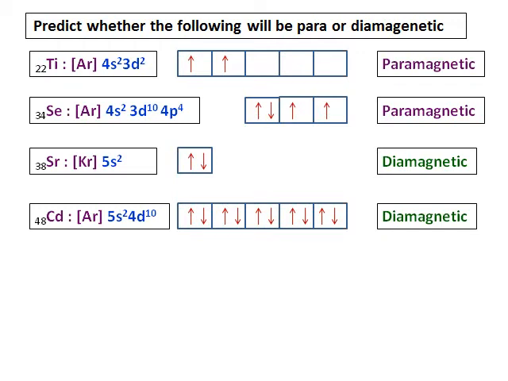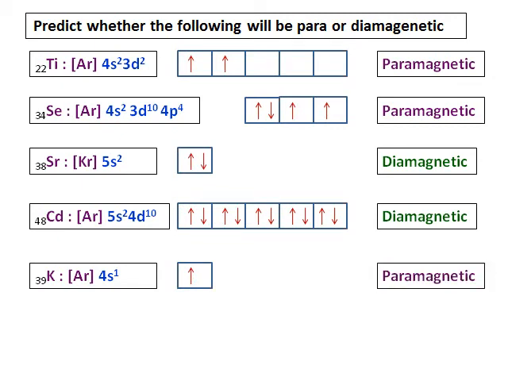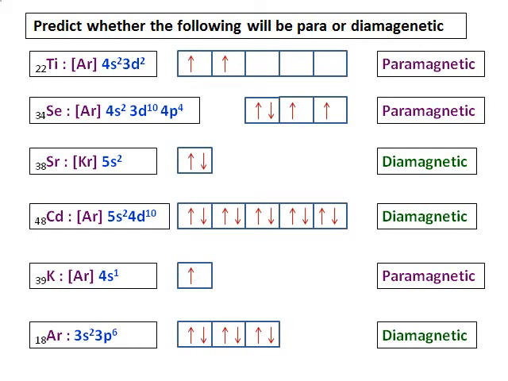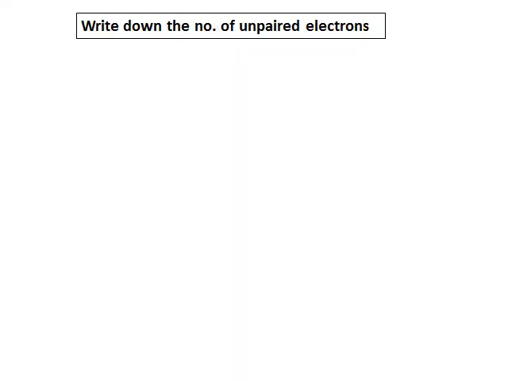Another example given is potassium. Potassium has just 1 electron in the s orbital, and it will be paramagnetic. The last example, argon. You can see that all the electrons present in argon are paired up, and hence it is going to be diamagnetic. So we will do just one more question.